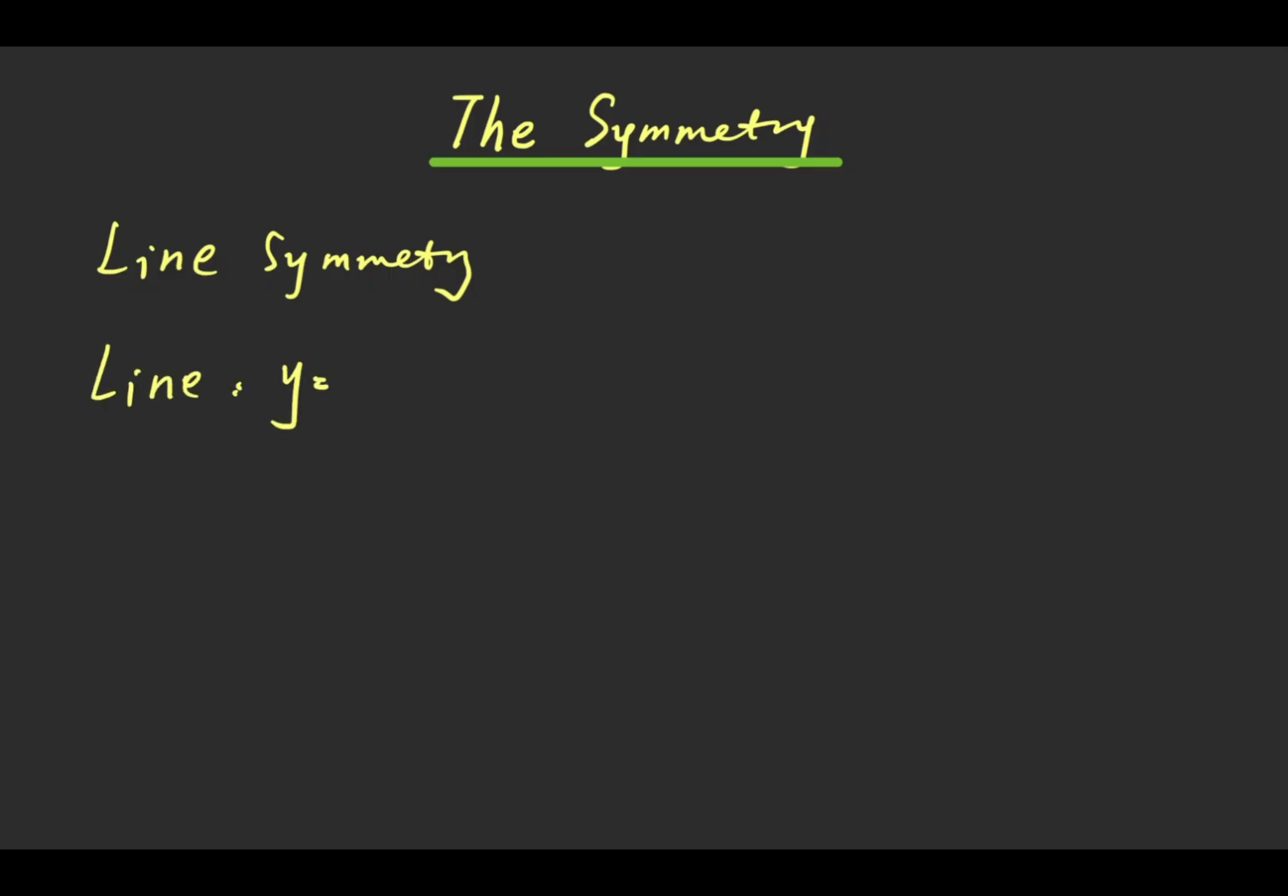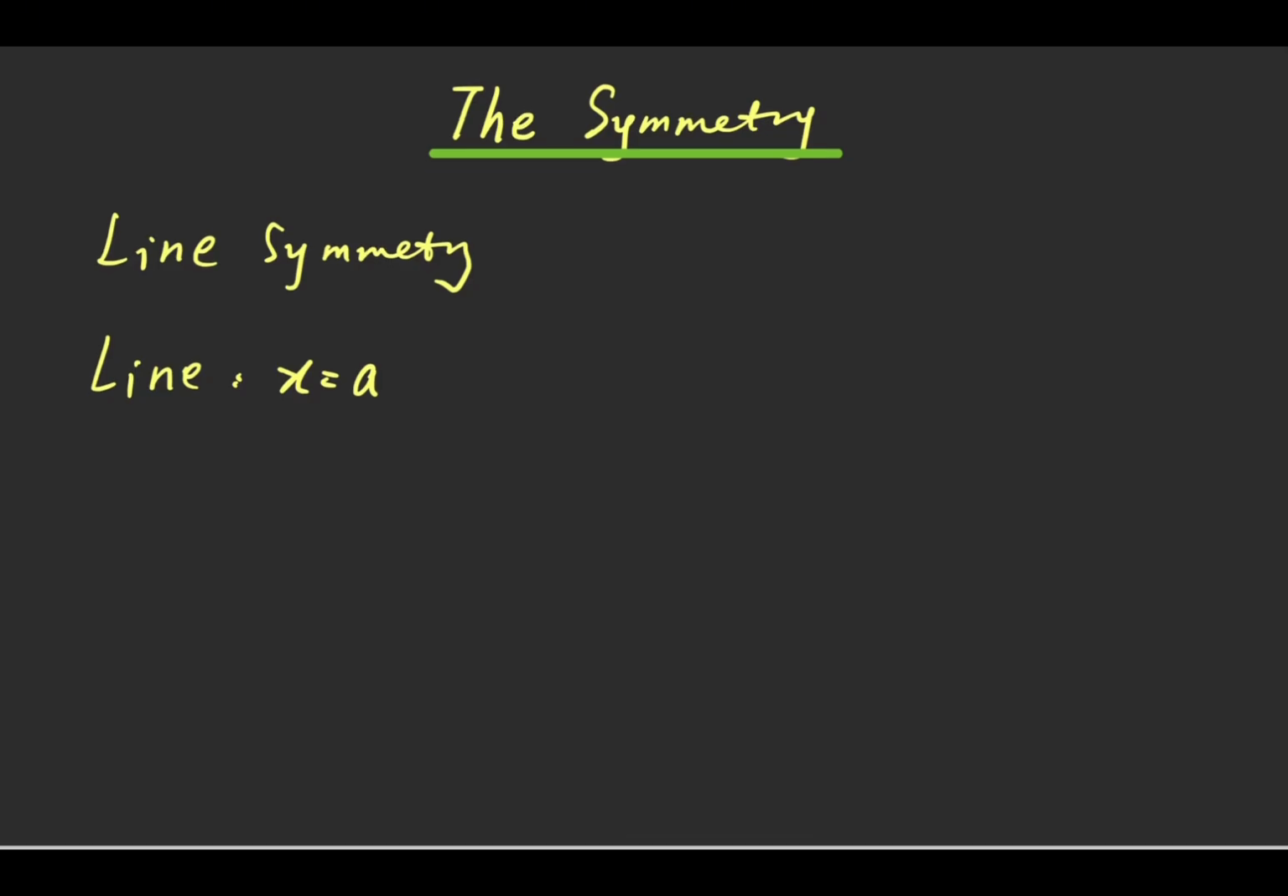Not y equals, it should be x equals a. If there is a line x equals a, this line can divide the graph of the function into two parts, such that each part is a reflection of the other part in the line x equals a in the Cartesian plane.